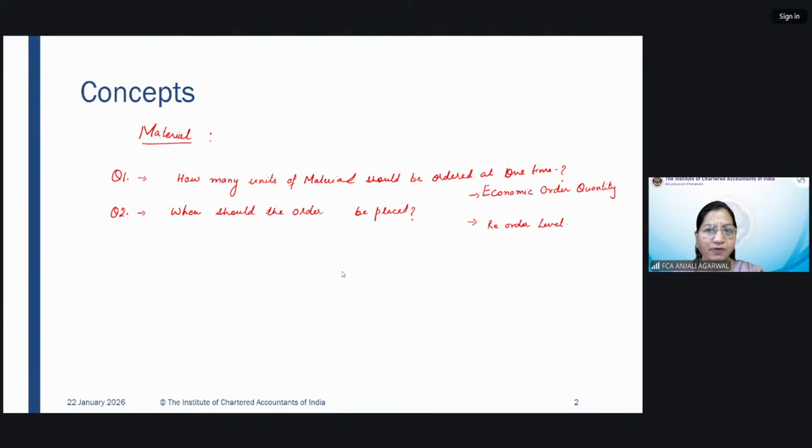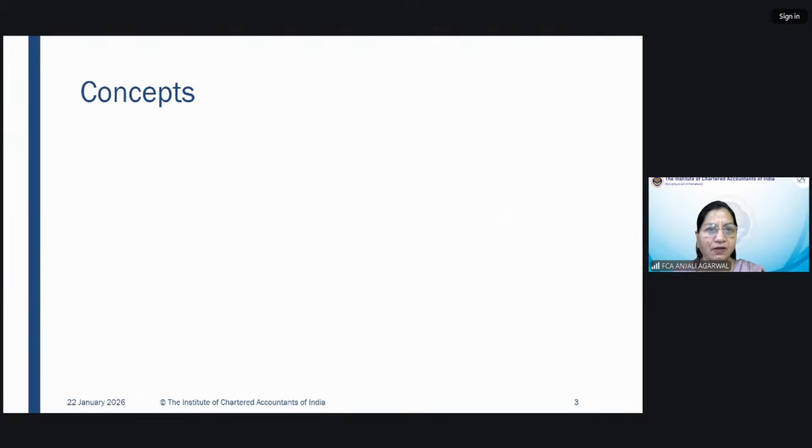These are the two important questions which will make up most of the chapter in material costing. So let us discuss the first concept here, which is EOQ, or economic order quantity. How do you determine economic order quantity?